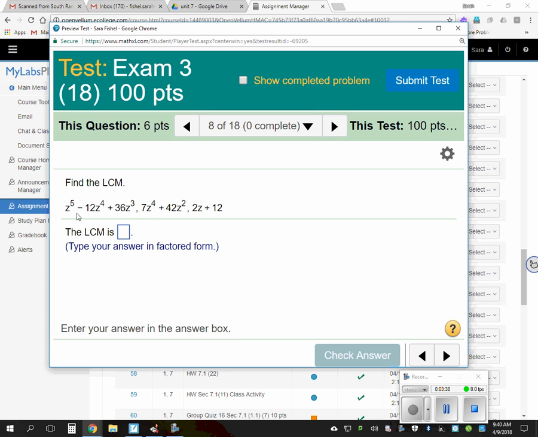Find the least common multiple. You have 3 polynomials. You'll want to factor and then find your least common multiple.